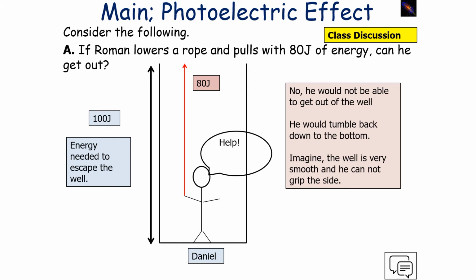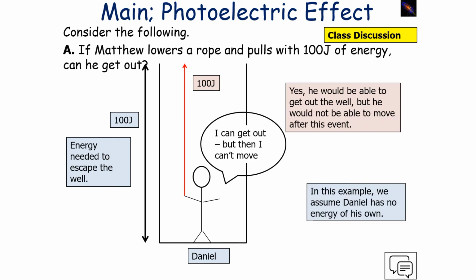So if Roman lowers a rope and pulls with 80 joules of energy, can he get out? No, he wouldn't be able to get out. He would tumble back down to the bottom, as we imagine our well is very smooth and he can't grip to the side. But if Matthew lowers a rope and pulls with 100 joules of energy, can he get out? Well, yes, he will be able to get out of the well, but he'd not be able to move after this event because he has no energy of his own.